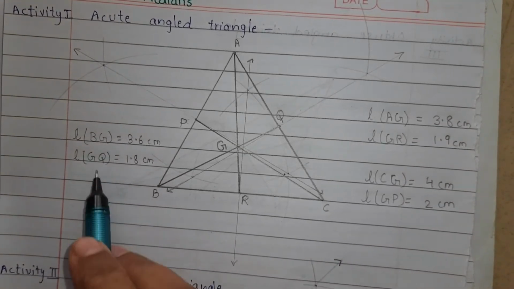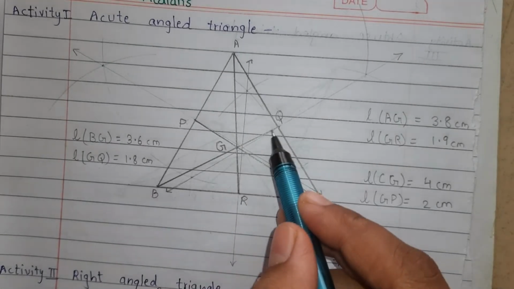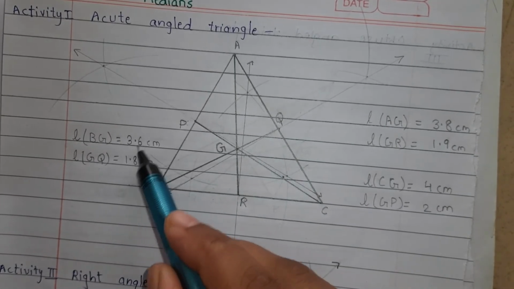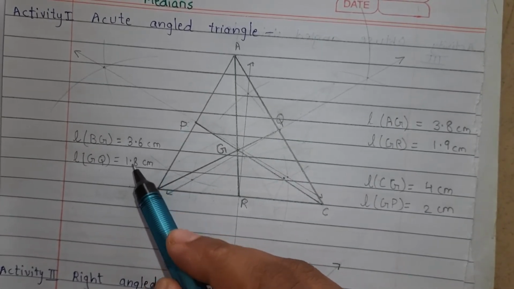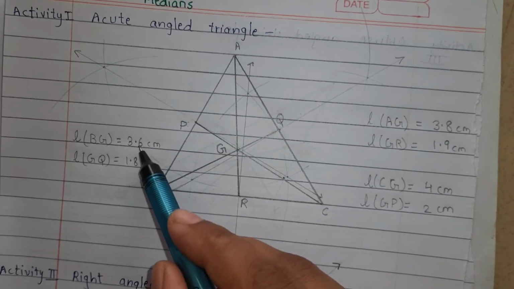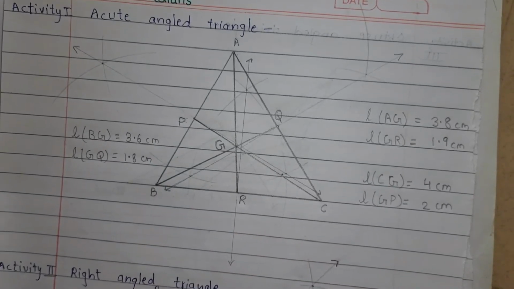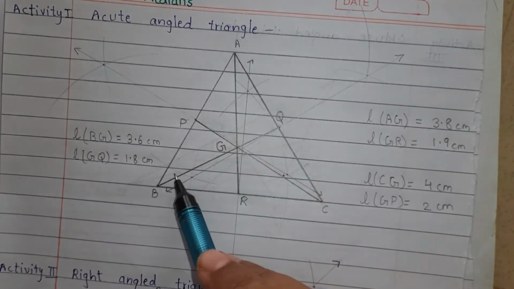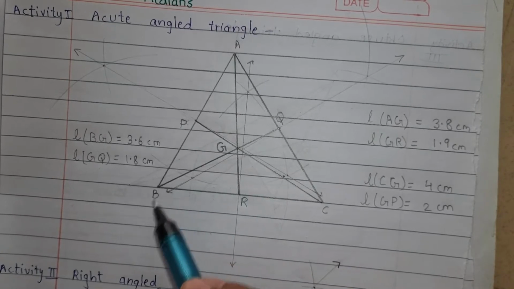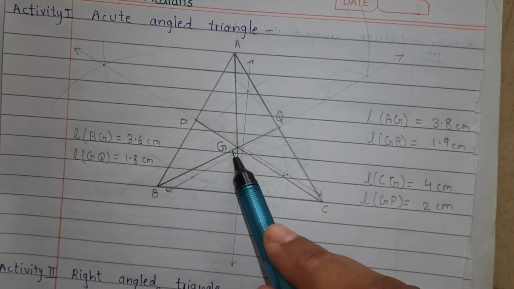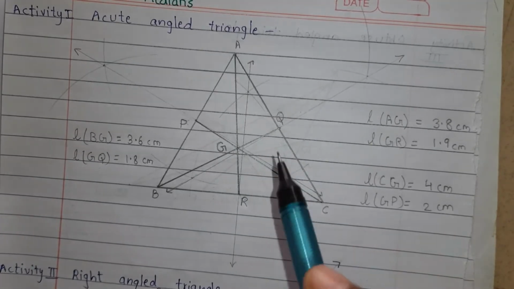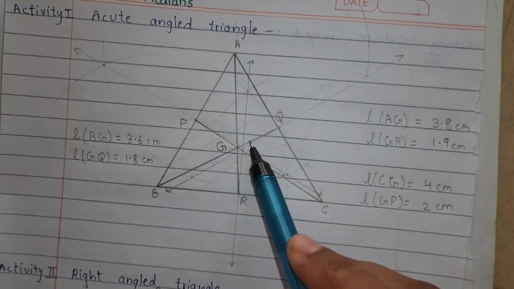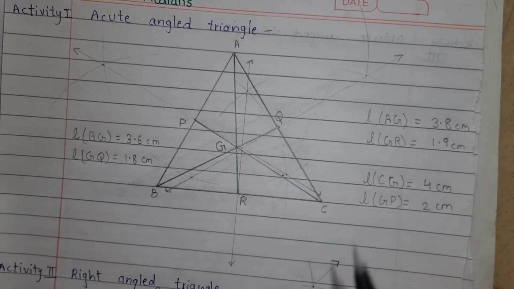Next BG and GQ, इसमें भी वही रिलेशन है, ये 1.8 है तो 1.8 का डबल होता है 3.6. So the smaller part of the median, okay, it is half the bigger part. या फिर उल्टा बोलेंगे, bigger part is double the smaller part. ये बड़ा पार्ट छोटे पार्ट का डबल होता है या फिर छोटा पार्ट बड़े पार्ट का आधा होता है.